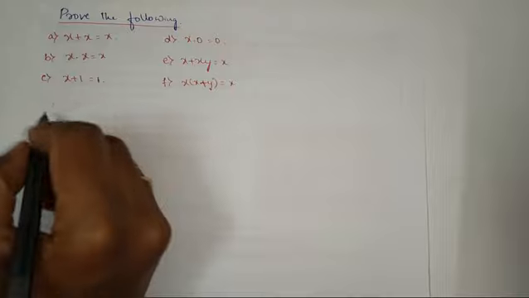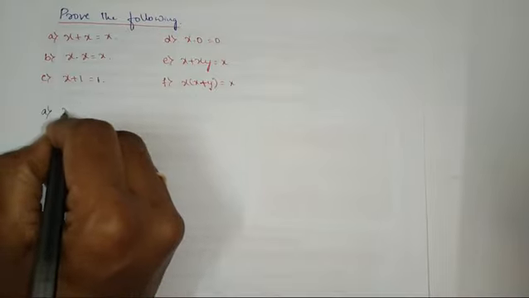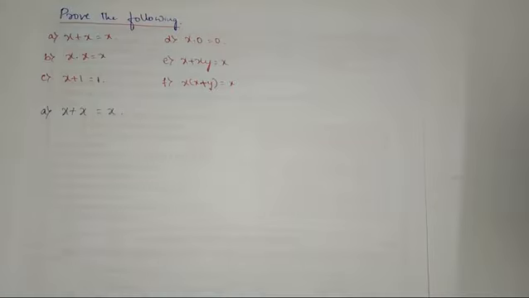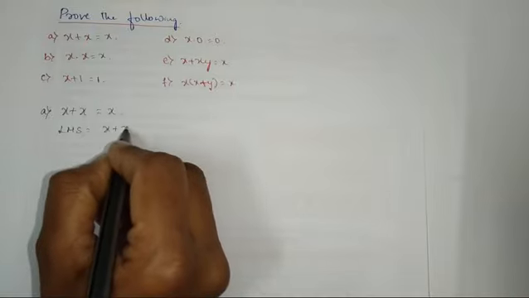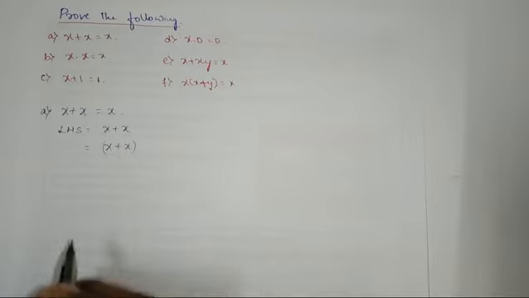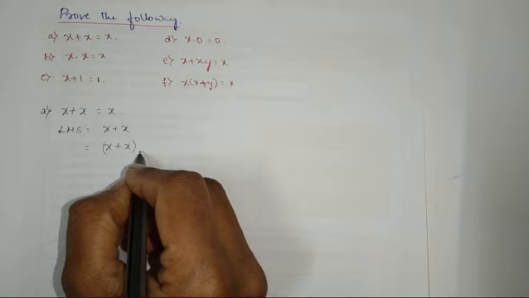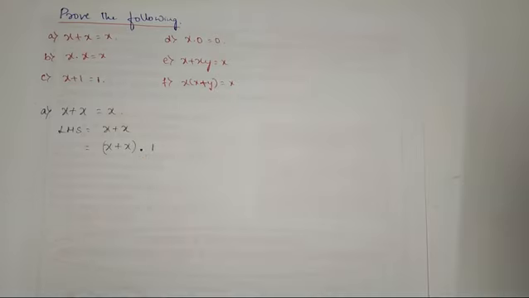Okay, to start with, let me take the first question, that is we have to prove x plus x is equal to x. So what is the LHS? LHS is equal to x plus x. Next step, you write x plus x as it is. I am multiplying it with 1.